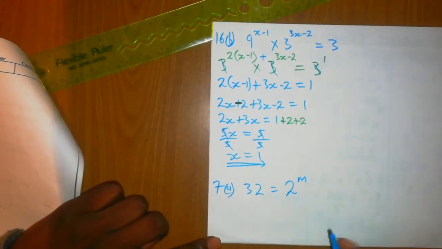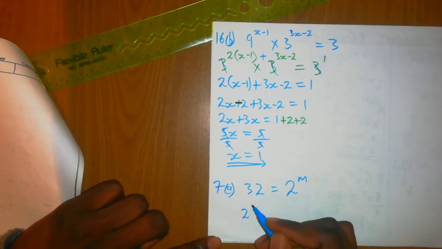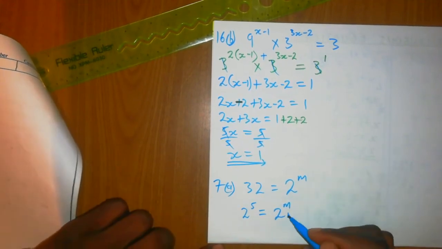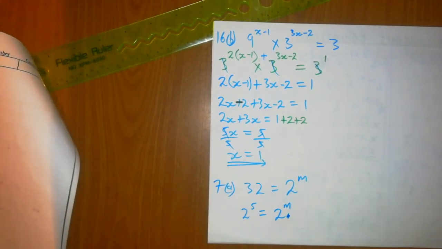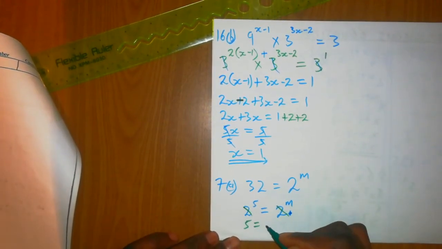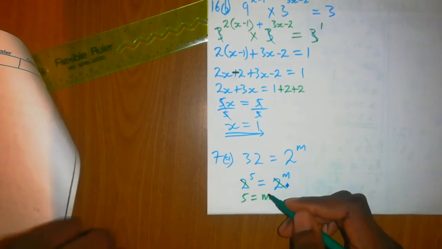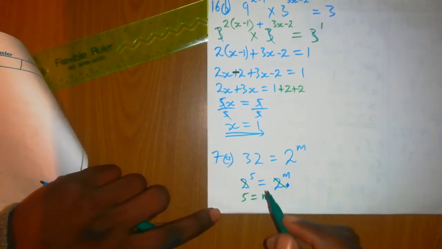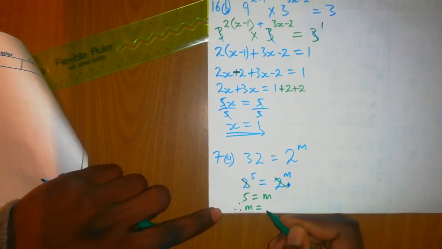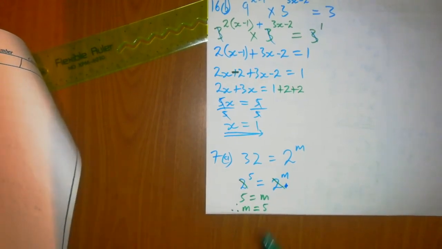So it's simple. I just convert that: 32 is 2 to the power of what? 2 to the power of 5 is equal to 2 to the power of m. I'll then cancel my bases. So it's now 5 is equal to m. As I said, you'll not be done as long as your answer appears in this format. You're supposed to say, therefore, m is equal to 5. You're supposed to rearrange your final answer.